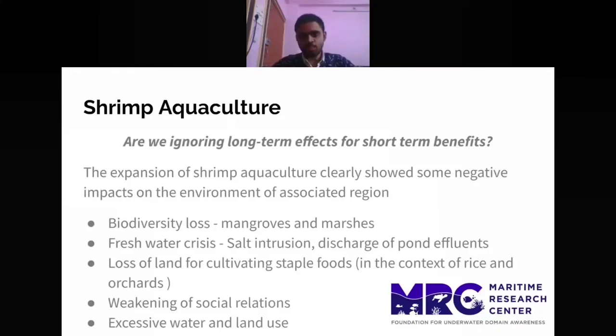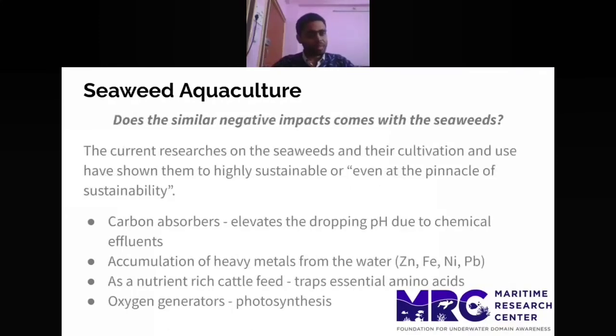The shrimp pond effluents are acidic and are discharged into the freshwater resources without any treatment. The loss of land, as I have already explained, means the land has to come from other agricultural land, which can lead to the weakening of social relations, because the farmers who do agriculture on their land may have disputes with the farmers willing to do aquaculture. And finally, the water and land use in aquaculture can show negative impacts, maybe even after a decade. Finally, does the same apply for the seaweed?